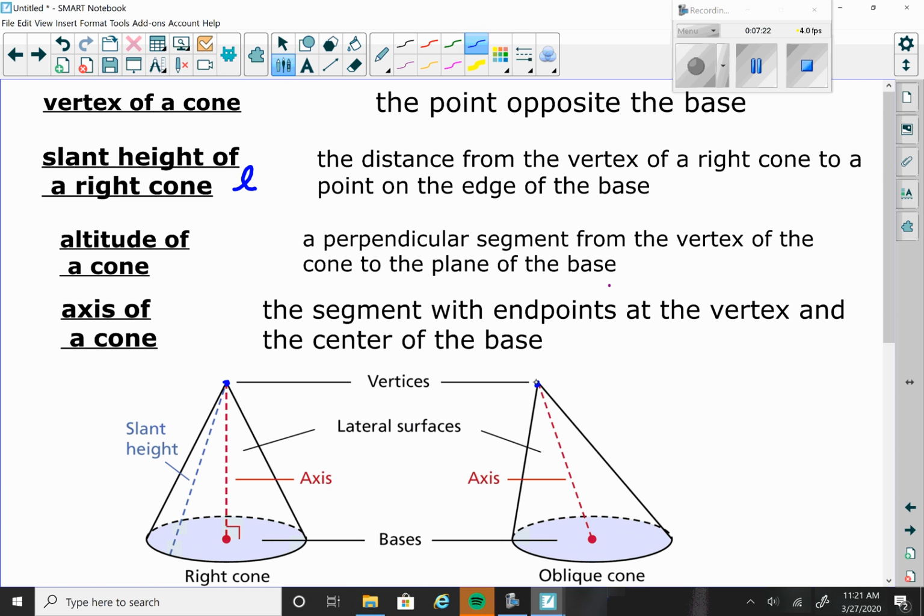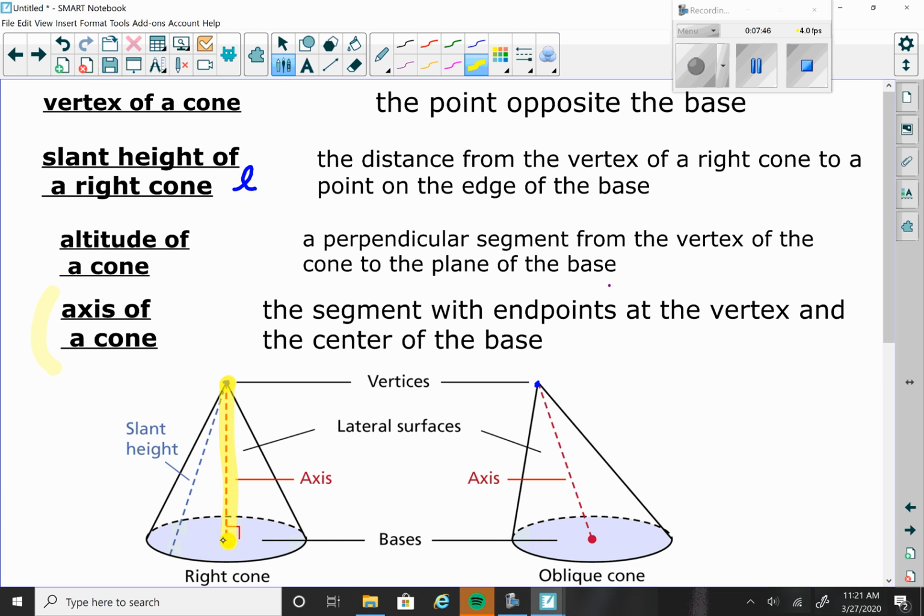You've got the slant height. Again, that's on the outside. It's slanting or tilting on the outside. And it's the distance from the vertex of a right cone to a point on the edge of the base. And then our altitude of a cone, which here they did draw it in this time, our altitude is perpendicular to the base. A term that I don't use very often is axis. The axis, again, goes from the vertex to the center of the base.